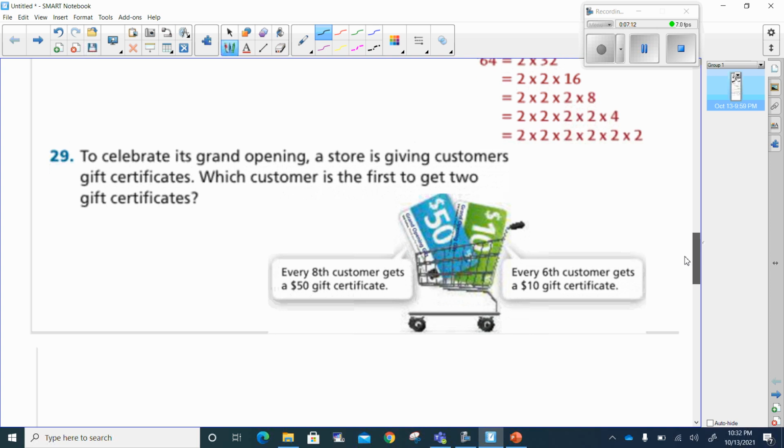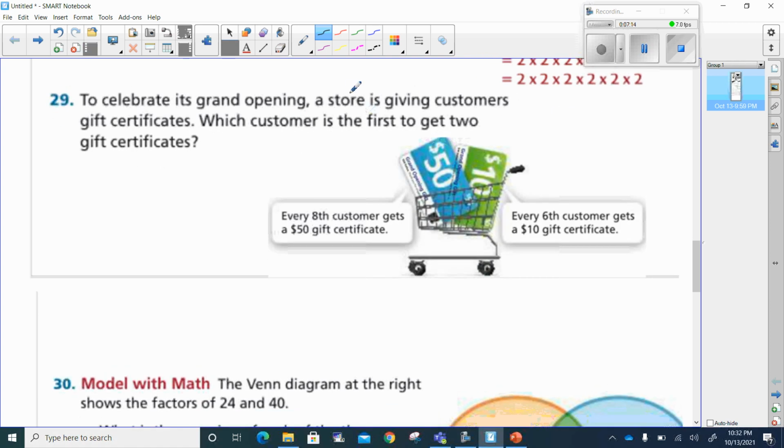All right, I'm going to be doing number 29 now. To celebrate its grand opening, the store is giving customers gift certificates. Which customer is the first to get 2 gift certificates? We got every 8th customer here and every 6th customer here. I take 8 and I see what breaks it up. I know that's 2 times 4, but I know 4 is really 2 times 2. And when I get to 6, I know that that is the product of 2 times 3.